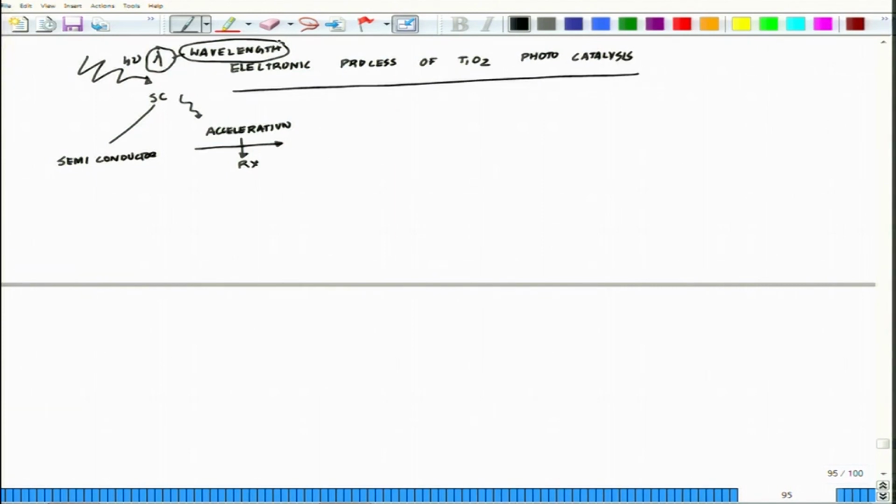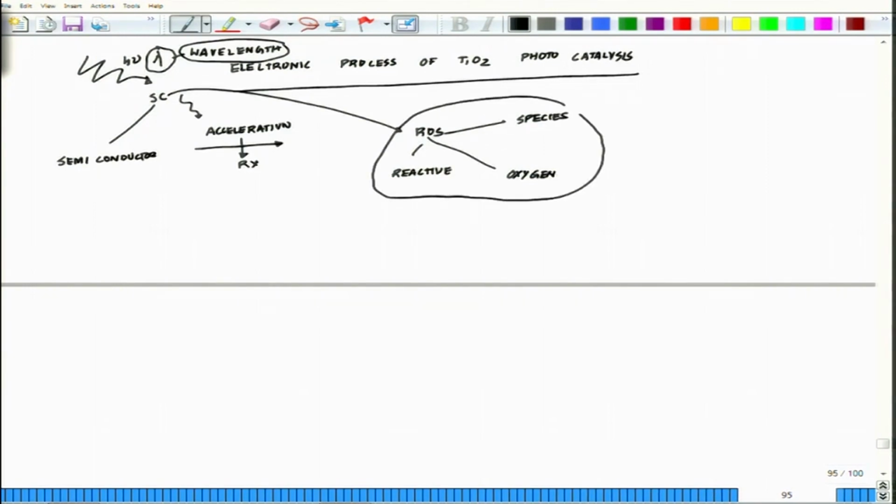While it interacts with light of sufficient energy, it produces reactive oxygen species, or ROS. So, this semiconductor is producing ROS, and you all are well versed with ROS. We have talked about cerium oxide, which scavenges ROS. Now we are talking about a material which generates ROS. Let me give you a little bit of an overview of this concept.